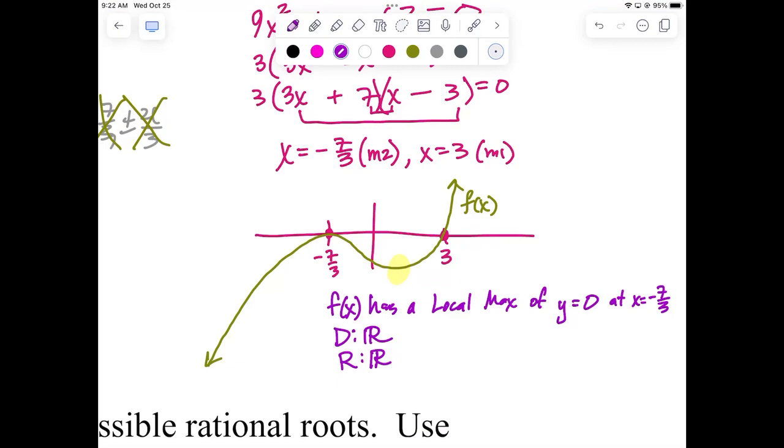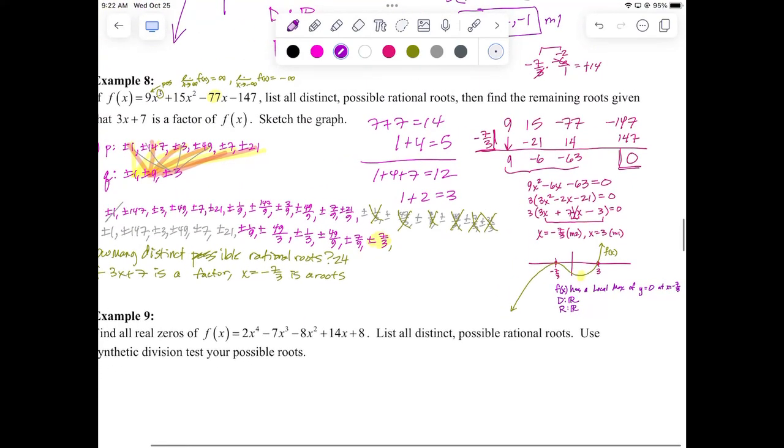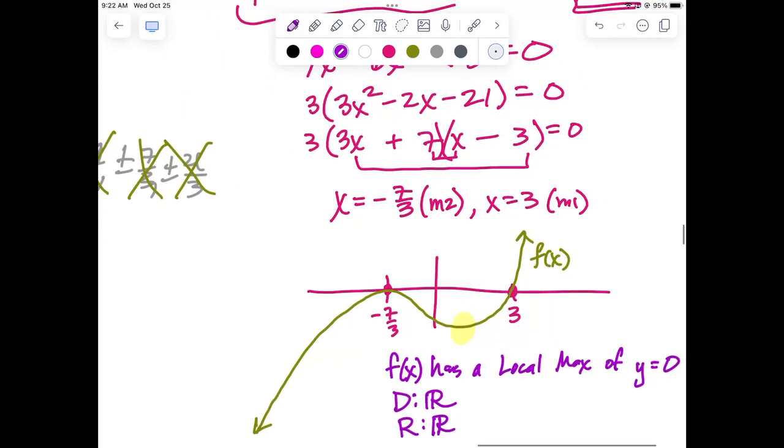Is it an odd function? No. Does it have origin symmetry? No. Is it an odd degree function? Yes. Yes. Now, let's look at this last thing right here.